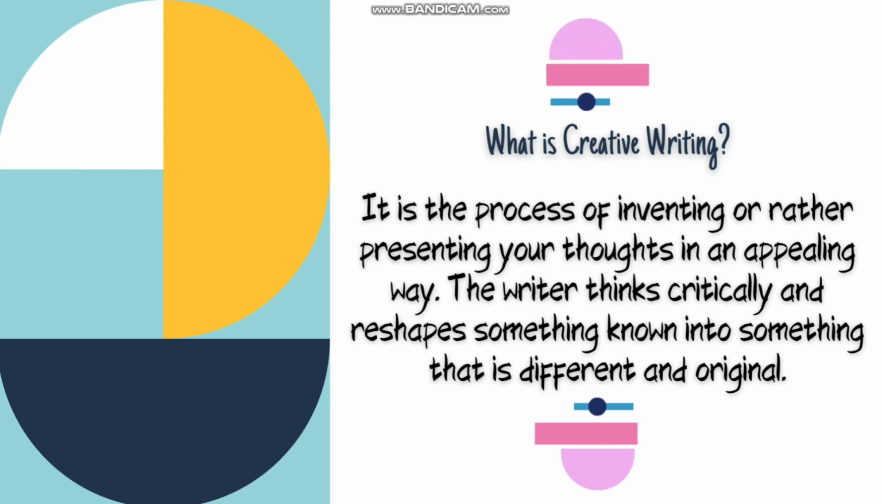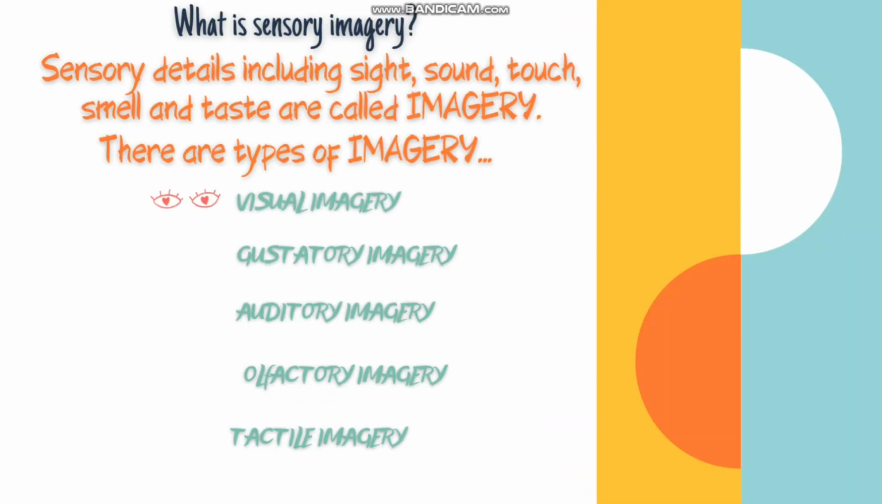What is creative writing? It is the process of inventing or rather presenting your thoughts in an appealing way. The writer thinks critically and reshapes something known into something that is different and original. So, what are the ways on how to write creatively? These are by using sensory imagery, diction, and figure of speech. Now, let's define the three of them.